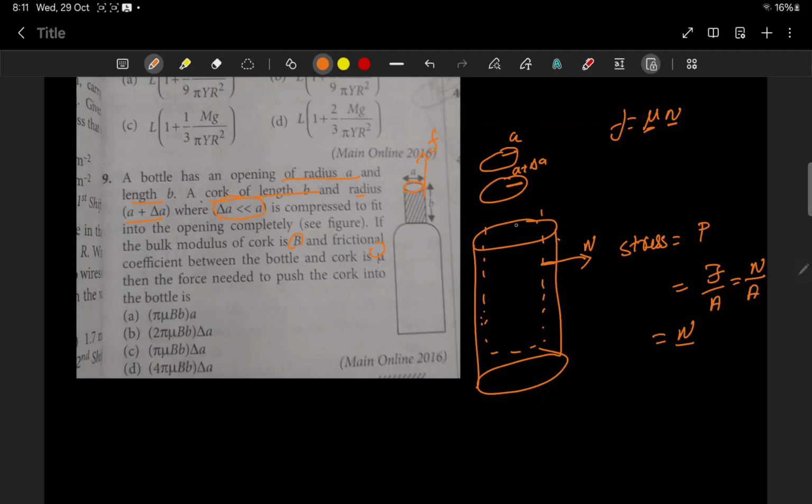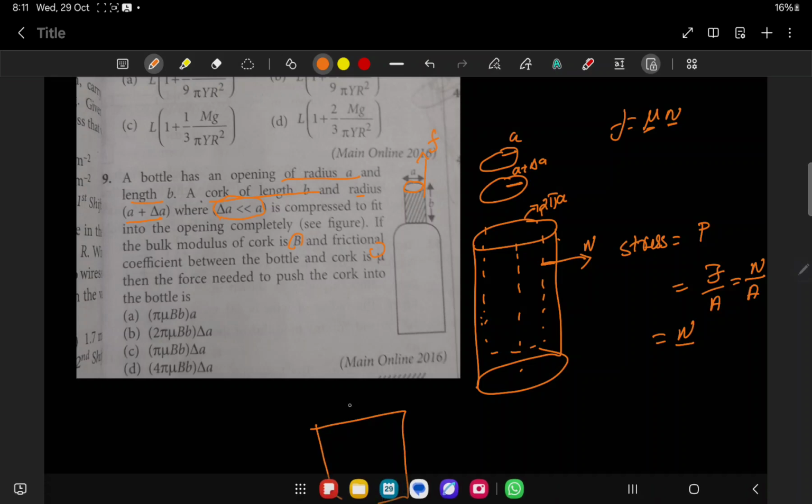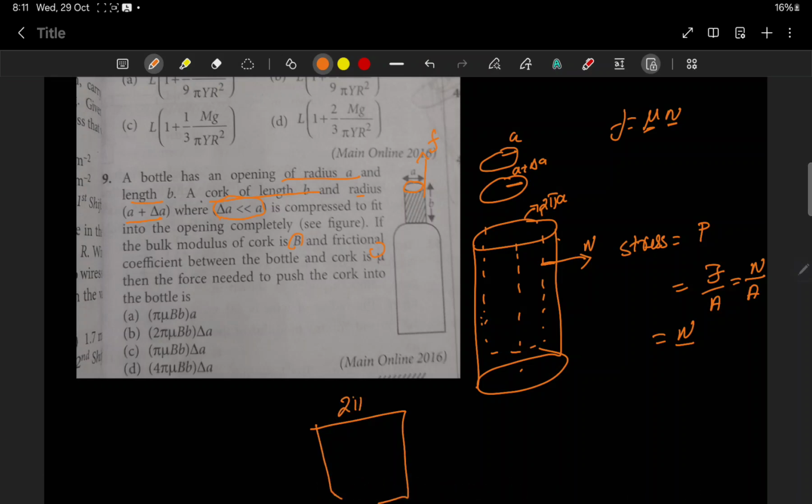What is the circumference of this? The circumference is 2 pi a. How will you find the area of this curved surface? If we cut it here and extend it, you will get one rectangle. In that rectangle, one length is 2 pi a and the other length is b. So what is the area? 2 pi a into b. So this is the stress we are getting.